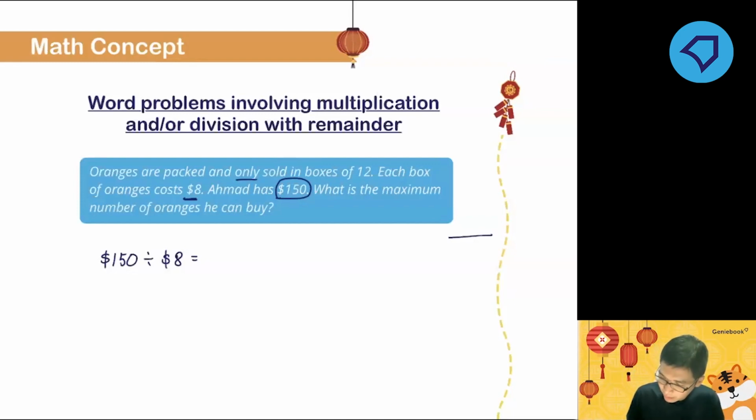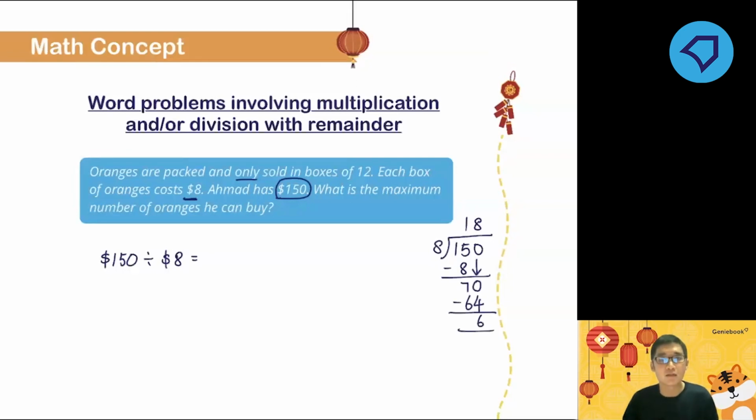Okay, so we will do a long division of 150 divided by 8. Okay, so I know 15 divided by 8, the closest multiple is just 8. Okay, subtract, bring down the next digit. Now 70 divided by 8. Closest multiple of 8 is 8. Right? 8 times 8 is 64. Okay, now you can see here, there's a remainder, right? So if I were to put down my answer, it's actually 18 remainder 6.